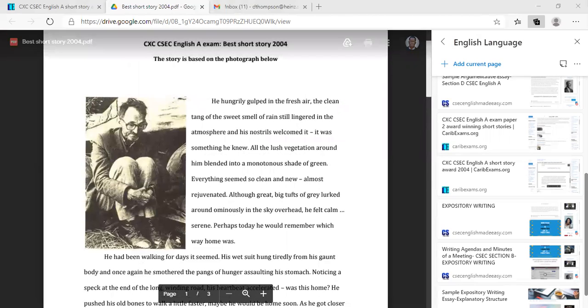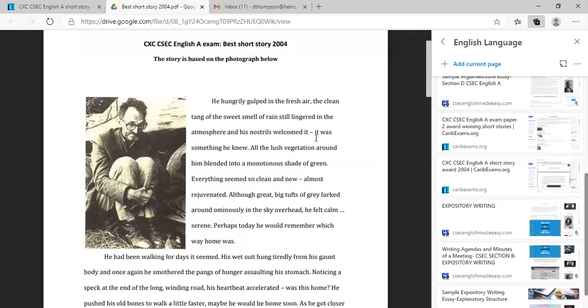He hungrily gulped in the fresh air. The clean tang of the sweet smell of rain still lingered in the atmosphere, and his nostrils welcomed it. It was something he knew. All the lush vegetation around him blended into a monotonous shade of green. Everything seemed so clean and new, almost rejuvenated. Although great, big tufts of gray lurked around ominously in the sky overhead, he felt calm, serene. Perhaps today he would remember which way home was. He had been walking for days, it seemed.